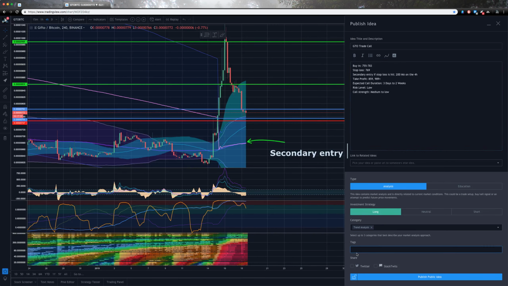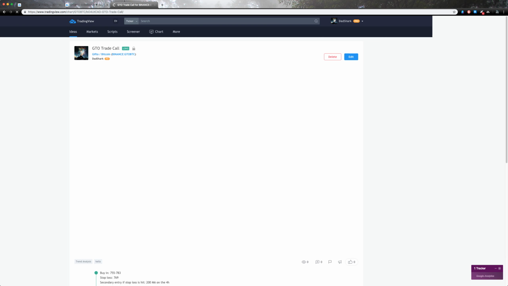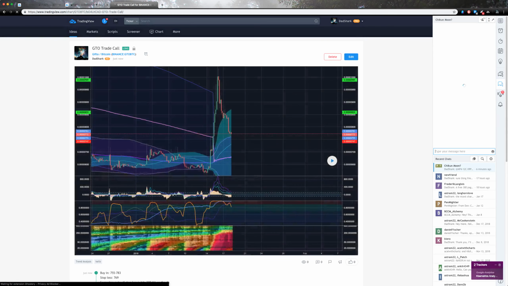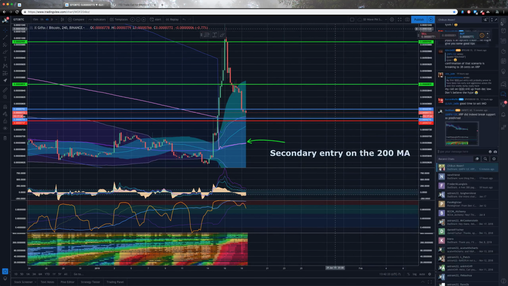Tags. Gonna lock that trade up. Beautiful. GTO trade call. We're gonna publish private idea. Okay. This is for premium subs only. Only take this trade if you're a premium sub. Obviously, I'm going to strictly enforce that, so be careful, folks, as I show you the link to the trade. Yeah, okay. It's a good chart.